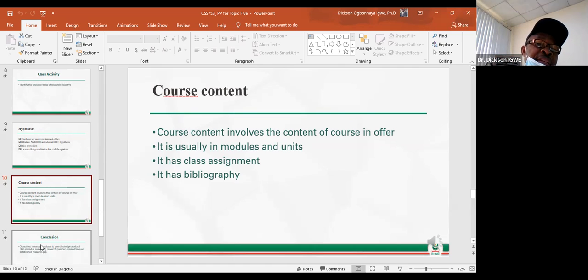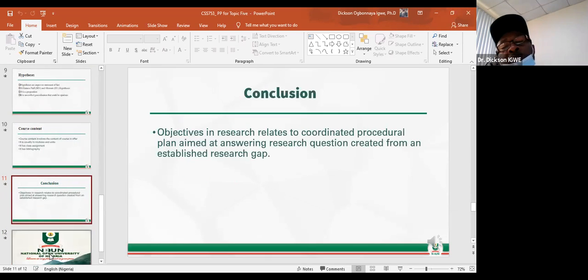At this point, I want to end with a conclusion that objectives in research relate to a coordinated procedural plan aimed at answering research questions created from an established research gap. It is important for you to know that a research gap will not exist if there is no research title or topic that respects the principle of causality.